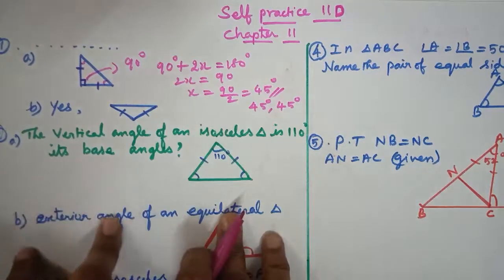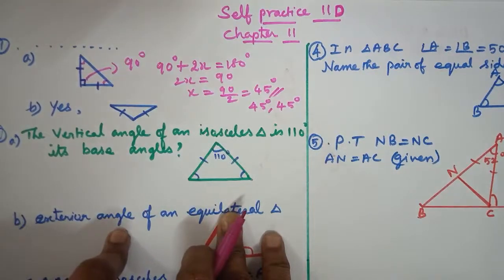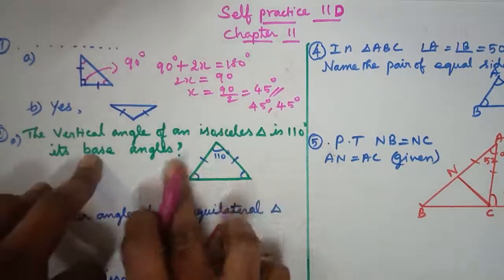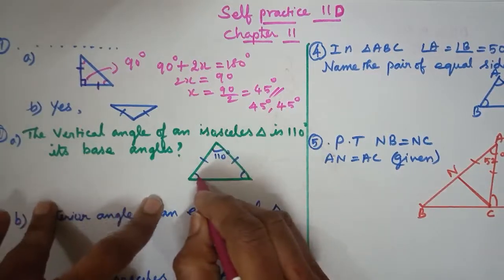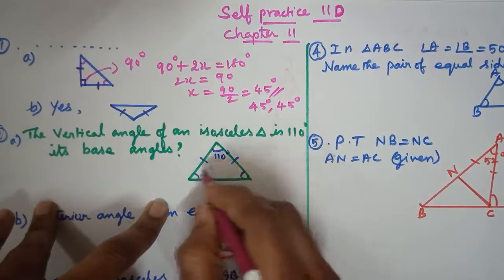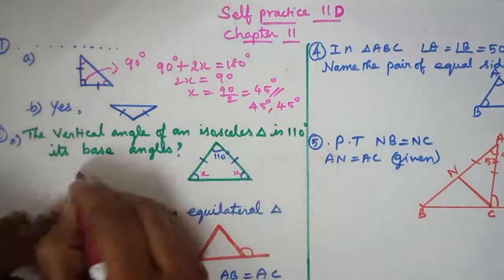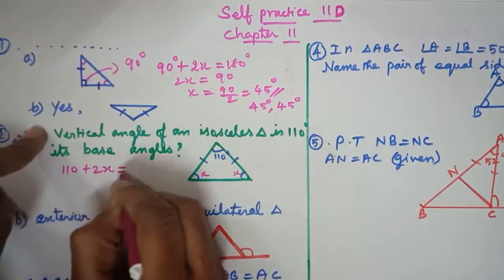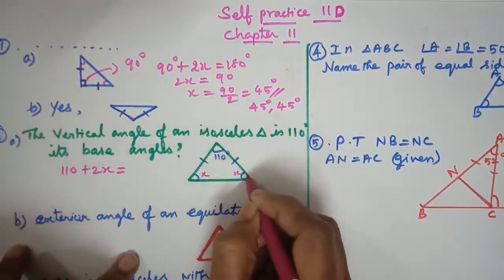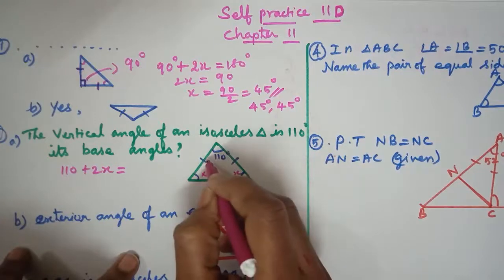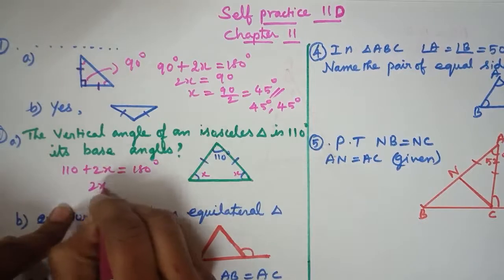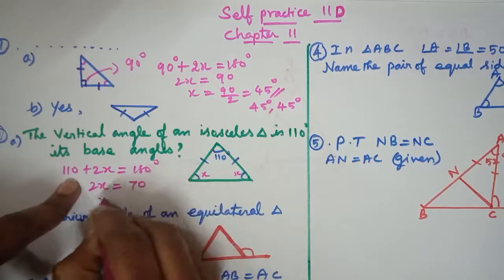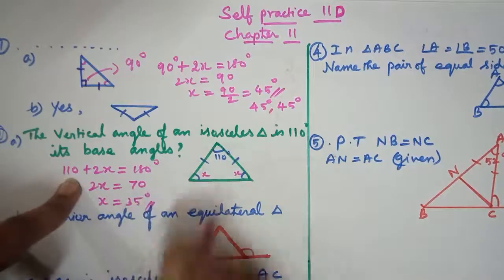Then the next question: the vertical angle of an isosceles triangle is 110 degree. What must be the size of each of its base angles? So here I have drawn an isosceles triangle. These two sides are equal. This is the vertical angle, 110 degree. Already you have known these two angles are also equal. This is x, this will be x. 110 plus 2x equals 180 degree, because angles opposite to two equal sides are equal. 2x is equal to 180 minus 110, 70 degree. Therefore x is equal to 35 degree.